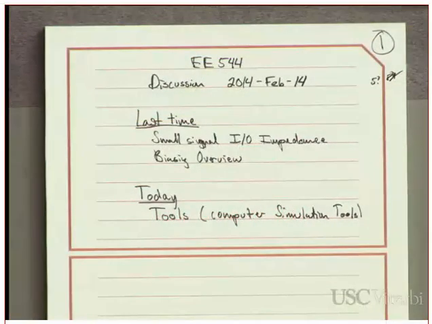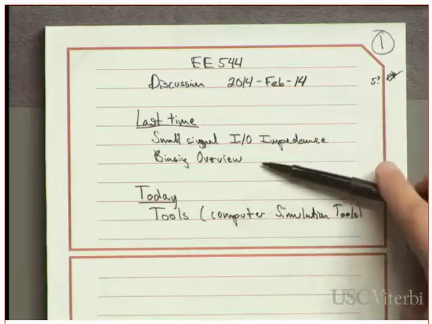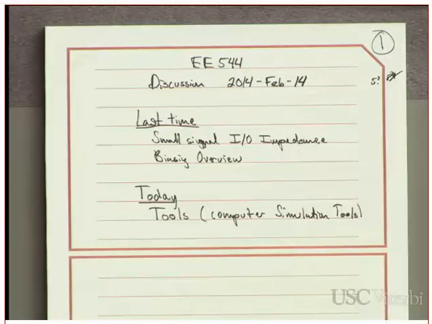So last time I did the small signal I/O impedance stuff and a biasing overview. I guess there might have been some confusion about what some of the biasing circuits were for, but if you have questions about those, send me an email, and I'll try to at least answer what your concern is about the circuit.